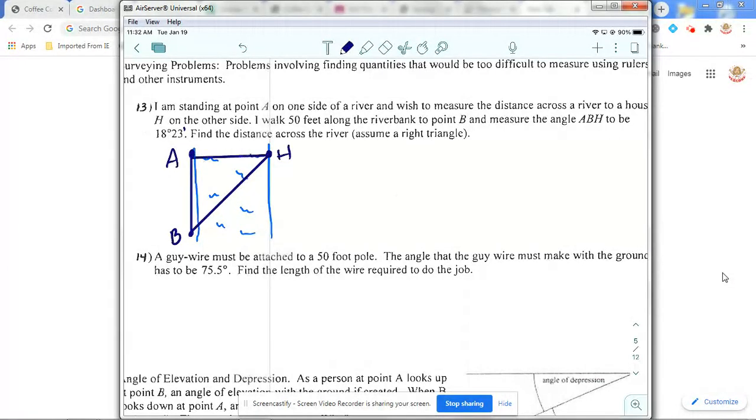Surveyors really have to do things like that when they can't measure across a river or across a street that's really busy. So they have to use trigonometry to figure out how to do that. You take that triangle and label what you know, and then we'll figure out what we're trying to find. We want to find across the river, so I'm going to call that lowercase b since it's opposite of angle B.